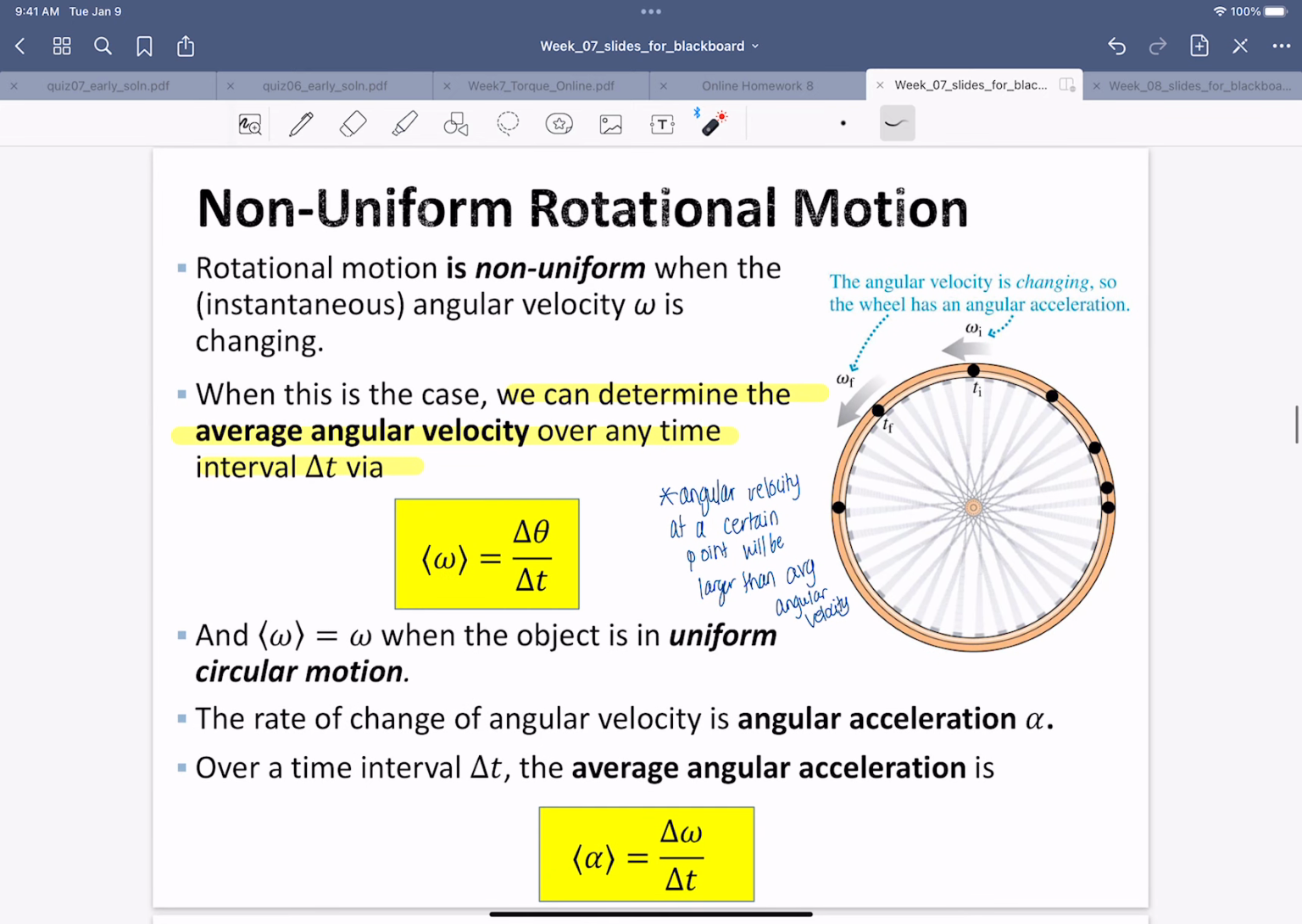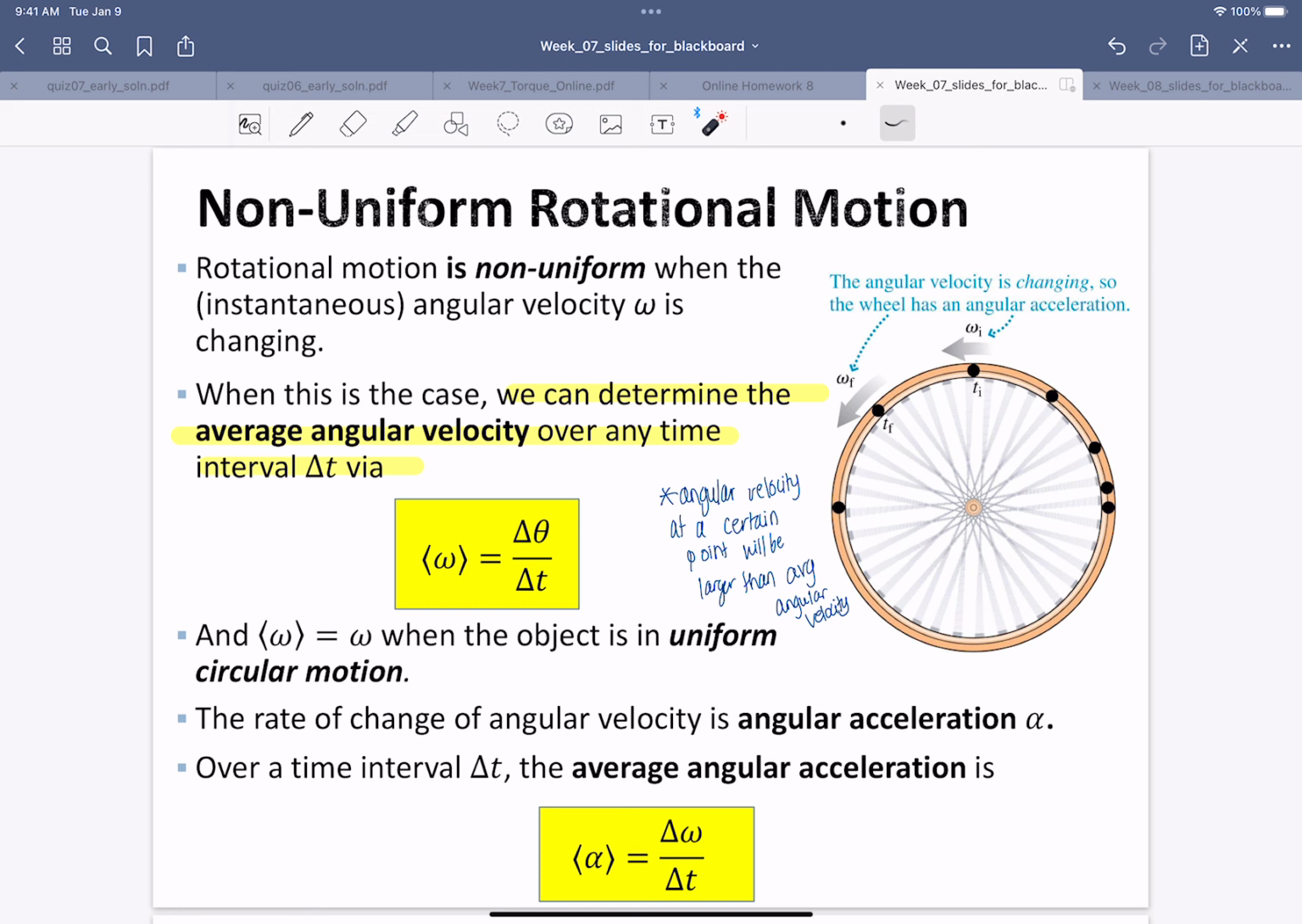But for average angular velocity, right, when you have non-uniform motion, your instantaneous angular velocity isn't always the same throughout. So when you have uniform circular motion, your instantaneous angular velocity is equal to your average angular velocity, right?